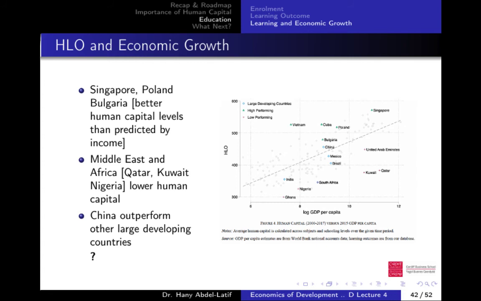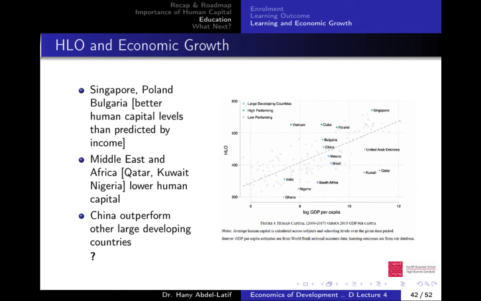In the Middle East and Africa, if you look at, for example, Kuwait, Qatar, the Emirates, they are all below that line. So the learning outcome here is below what we should expect given their income. The top ones actually have better learning outcomes than we would expect given their income. The story is the other way with these countries below that regression line.